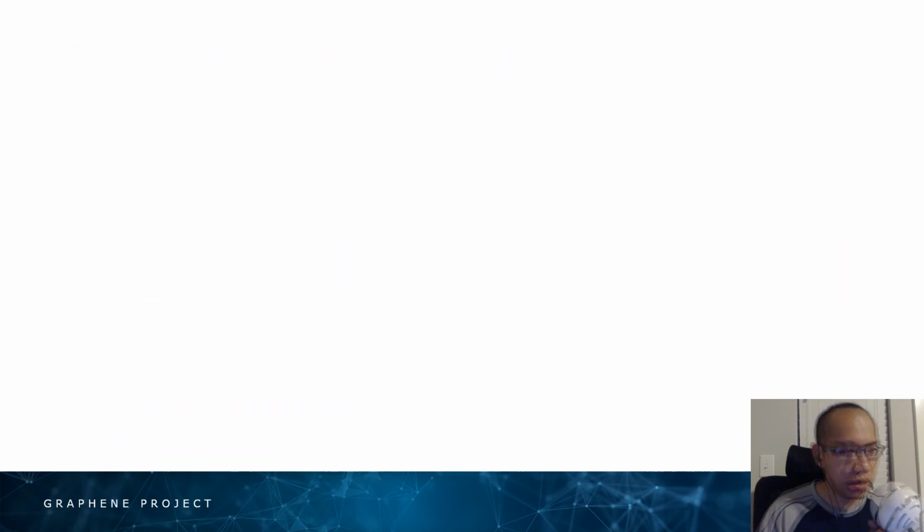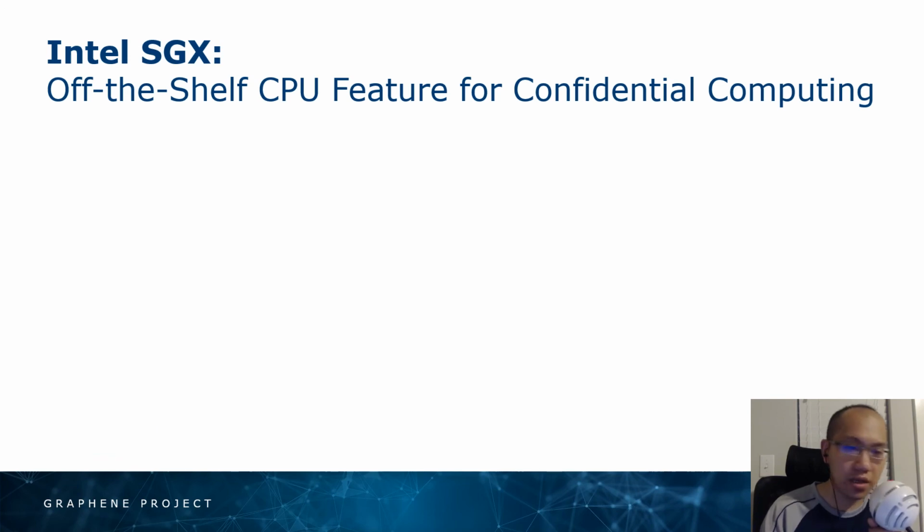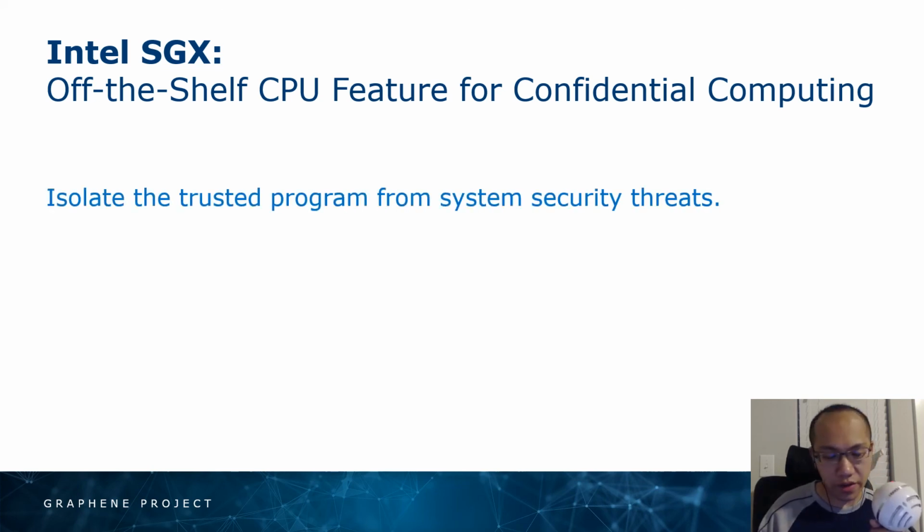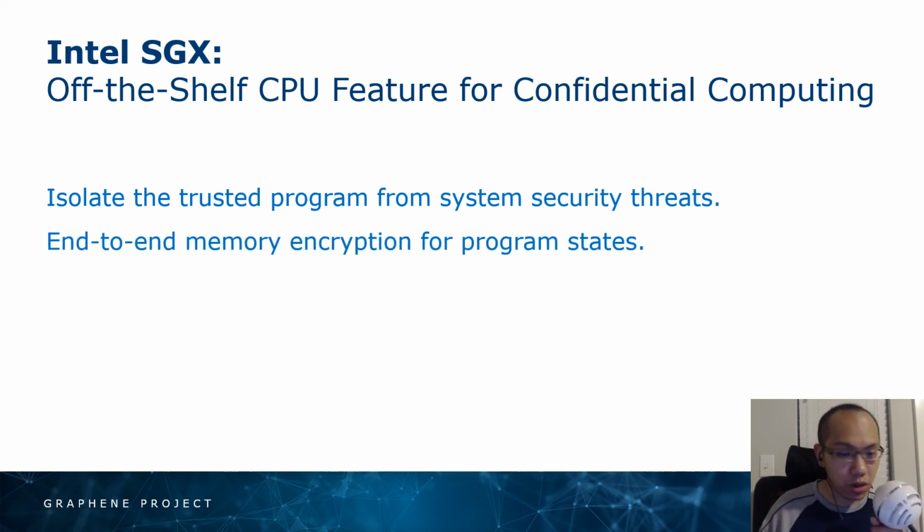So in conclusion, you can see Intel SGX as an off-the-shelf CPU feature that you already get on a lot of Intel CPUs that you can use for confidential computing. What Intel SGX gives you is this environment called an enclave that isolates your trusted program from a majority of system security threats, such as operating system attacks or even hardware attacks. It also gives you end-to-end memory encryption, so this is really nice. You can actually protect your memory and program state from attackers, so that if you loaded some secret into your enclave, it will not be easily stolen.